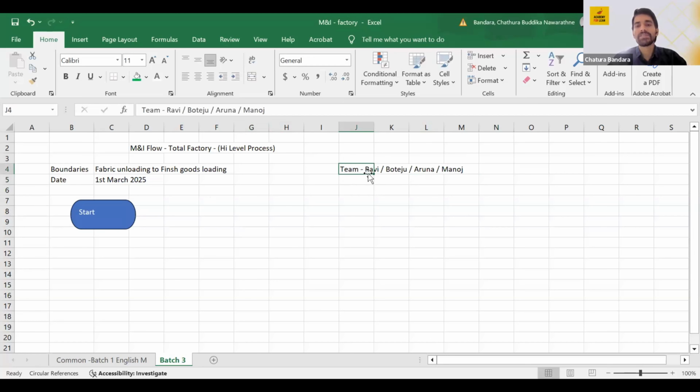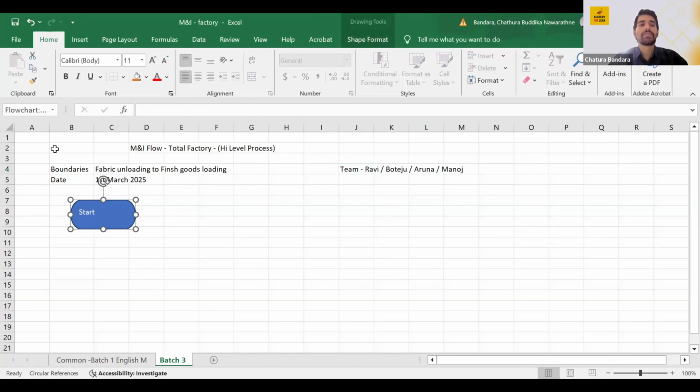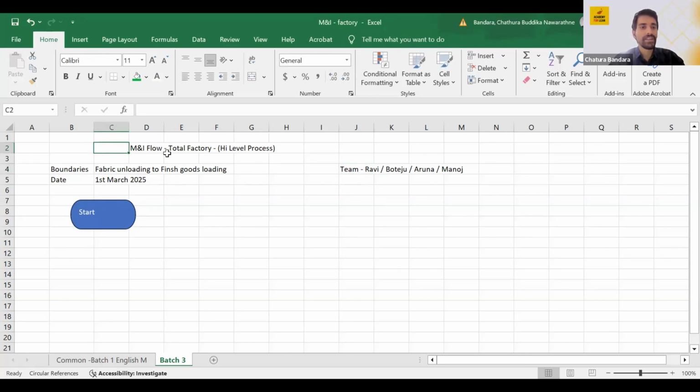Because why we mention this: when you refer to it later, you know who was involved, right? So that if you have any question, or find any adjustment, you can discuss with them and then adjust it. That's why we mentioned the team as well. So this is the first point. Remember to mention the topic, boundaries, date, and also the team.